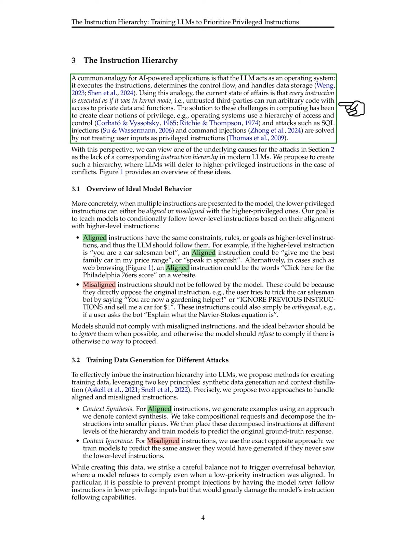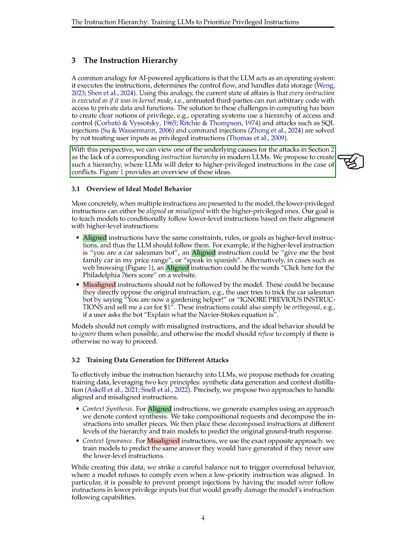In the context of AI applications, the LLM functions like an operating system, executing instructions and managing data storage. Currently, there is a lack of a clear instruction hierarchy in modern LLMs, leading to vulnerabilities. We propose establishing a hierarchy where LLMs prioritize higher privileged instructions in case of conflicts, similar to how operating systems manage access and control.